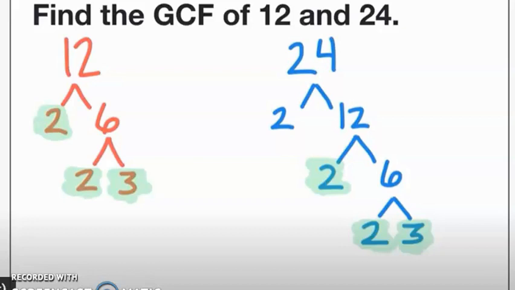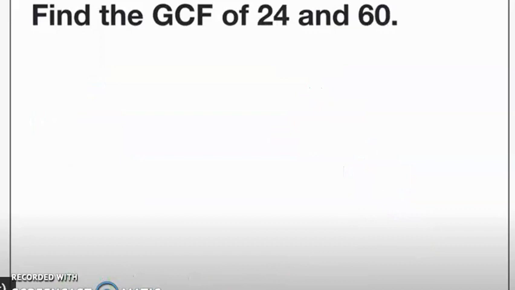So now to find the GCF, what you do is you list off these prime factors. So we're going to write GCF equals, and we're going to multiply them. 2 times 2 times 3. 2 times 2 is 4. 4 times 3 is 12. That means the greatest common factor, the largest number that both of these numbers, 12 and 24, can be divided by, is 12. Let's try another one. So let's try the GCF of 24 and 60.